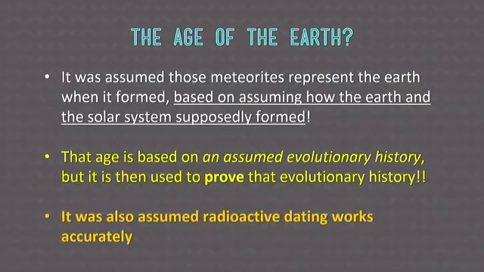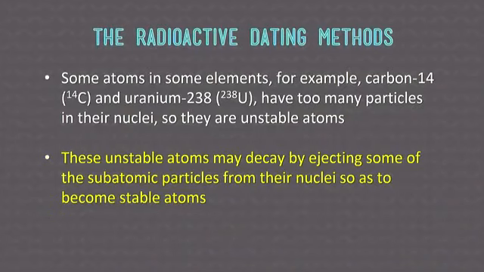Well, it's also assumed that radioactive dating works accurately, which is what I want to focus on for the next half hour or so. So how do these methods work? Now, don't get bogged down with too many of the technical details because I'm going to try and simplify this as much as possible. But some atoms of some elements, for example, carbon-14 and uranium-238, have too many particles in their nuclei, so they are unstable atoms. And so those unstable nuclei spit out or eject subatomic particles to make the nuclei smaller and therefore more stable.